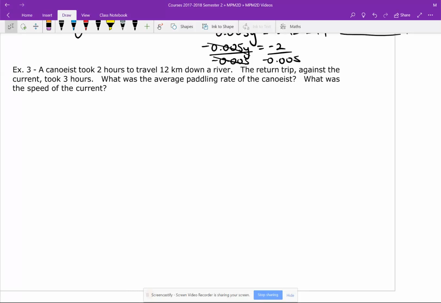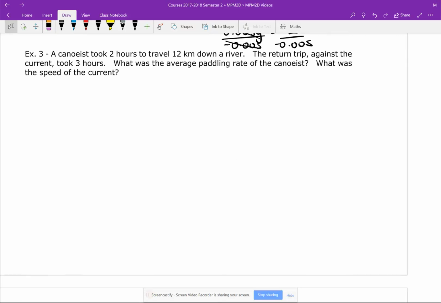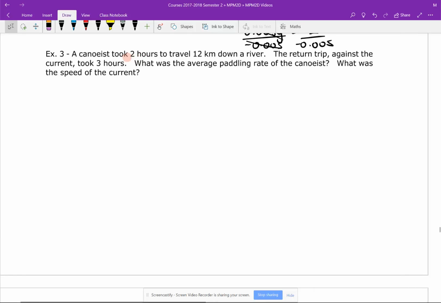Example number 3, a canoeist took 2 hours to travel 12 kilometers down a river. The return trip against the current took 3 hours. What was the average paddling rate of the canoeist? What was the speed of the current? Okay, a little bit more like a physics problem. So let's try and draw a little scenario.